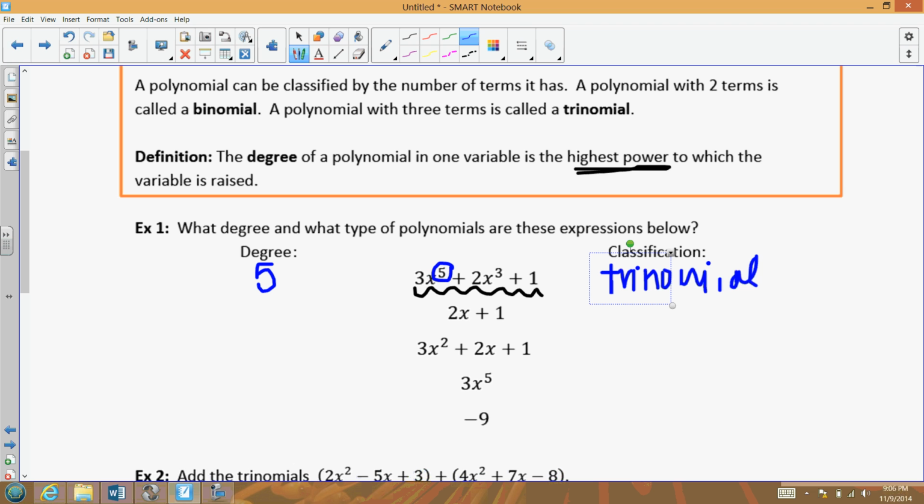So then let's look at this other one. So this example here, my highest power is going to just be an x. And remember, this x is really to the first power. So this is a degree 1 polynomial. And it has just 2 terms. So that means it's a binomial. The next one here, we have 3 terms. So it's a trinomial. Highest power is 2. So it's a degree 2.